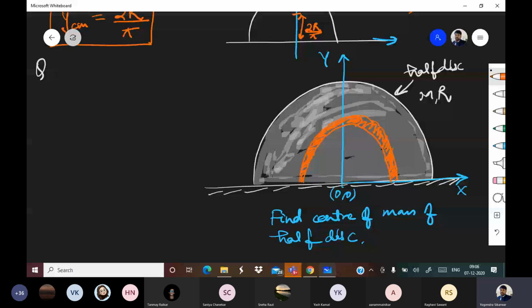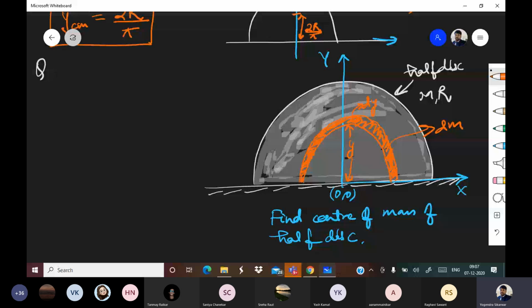This element I have taken. Now suppose dm is the mass of this half ring. I am also considering that this distance is y. So you are going to distance y and then you are considering an element of width dx or dy. The width of this element is dy and the mass of this element is dm.